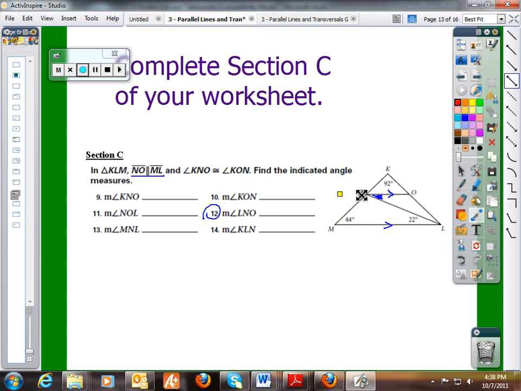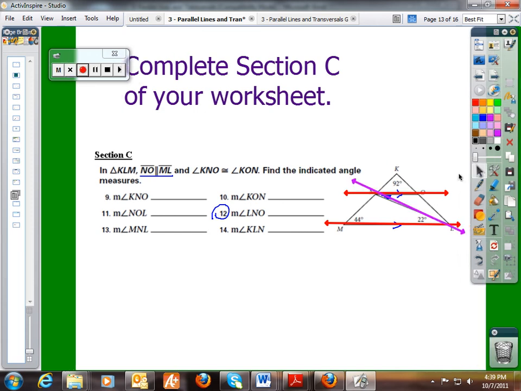You can see that we have one line here, we have another line here, and then we have our third line, which is a transversal, and it's right through here. Let's see if I can get it on the line. There we go. So that's our transversal.